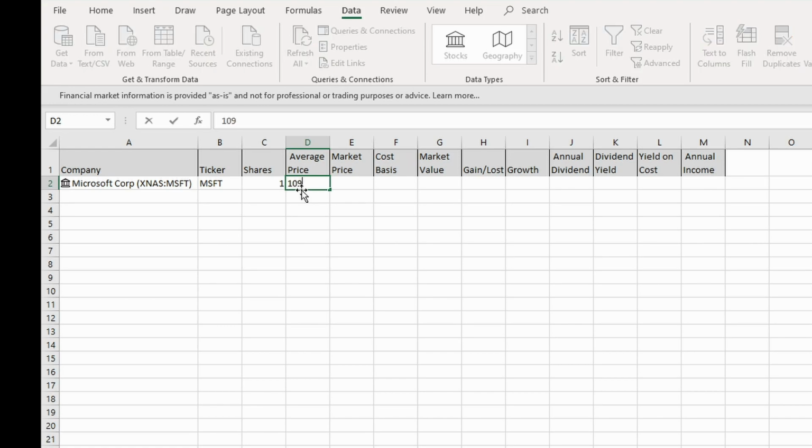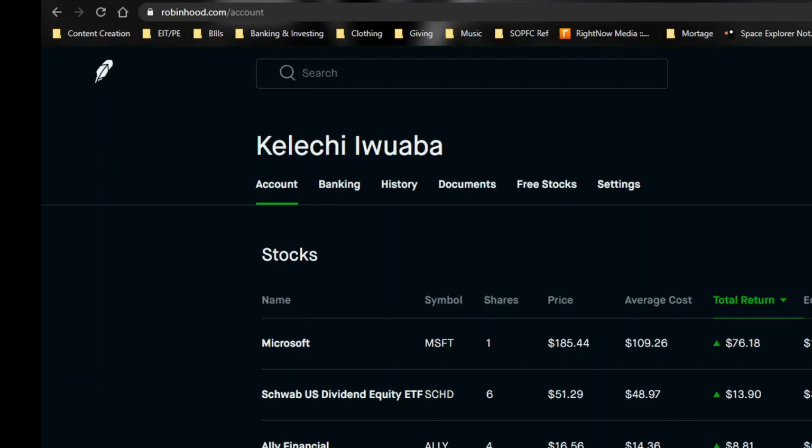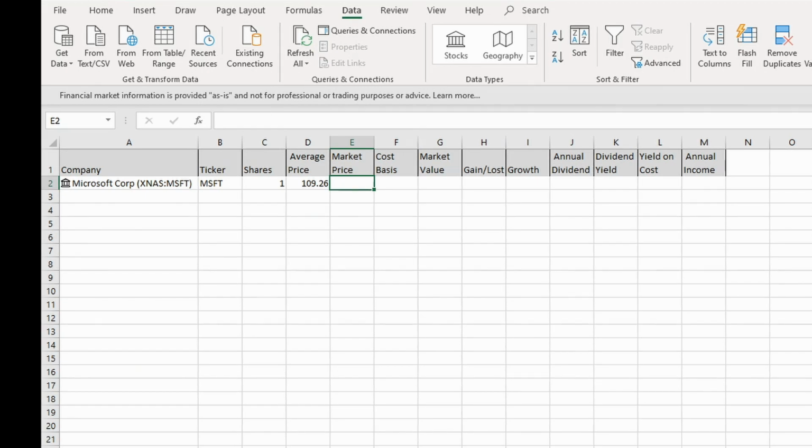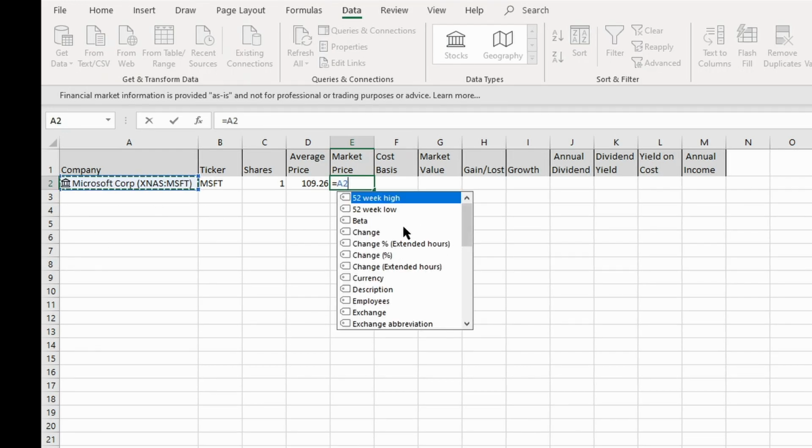So for me, it was 109. See, I was talking too much. No, don't forget, 109.26. And then you go to the market price. The market price is basically the price of the share right now in the market. So you click equals to. Again, you will click on that A2, and then you scroll down and you just find price.